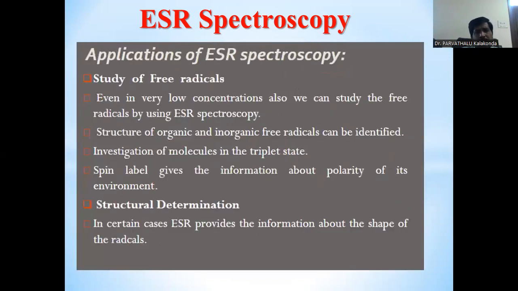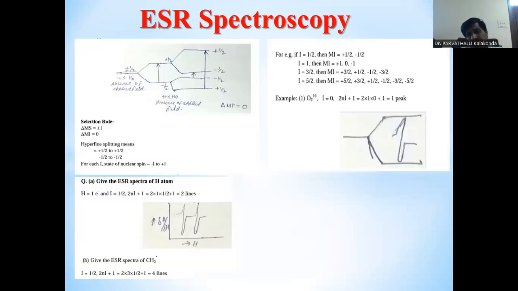Now the applications of ESR. Basically, what are the applications? Study of free radicals and unpaired electrons. At least keep a few of them in mind: one is free radicals, you can also identify the unpaired electron, and it also helps to determine structural information. So the structure of organic and inorganic free radicals can also be obtained from ESR. All these possibilities are there. You can read it, and I'm going to show a real example.